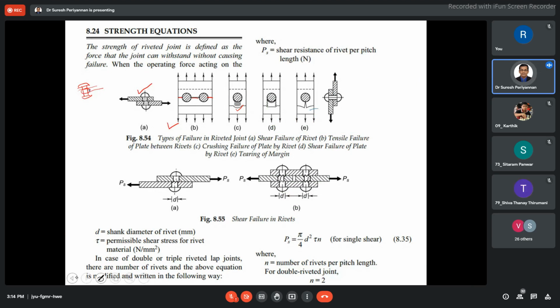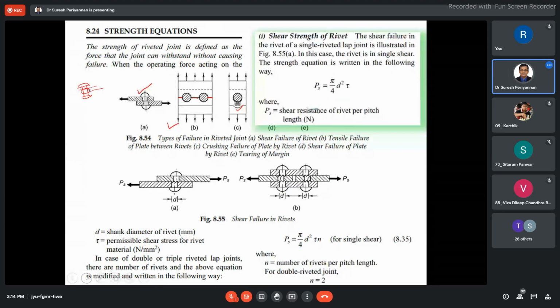Now, see here. First, we consider the shear strength of the rivet. In the shear strength of the rivet, shear failure, we already know what the shear stress is. Shear stress is nothing but tau. Tau is equal to P by pi by 4 d square. This is the shear strength. This is the usual formula we already discussed many times, even in the strength of materials book.